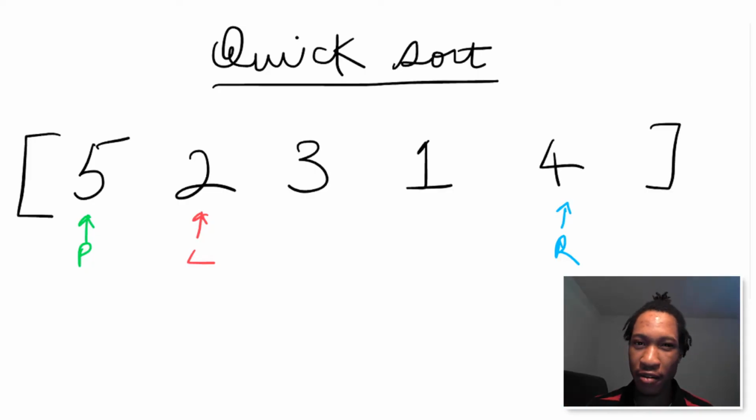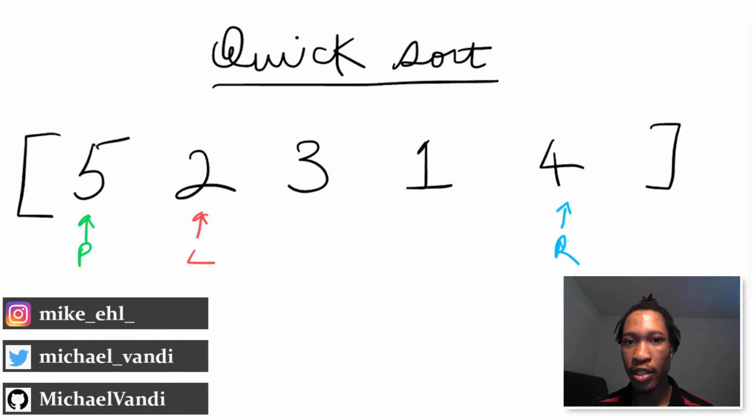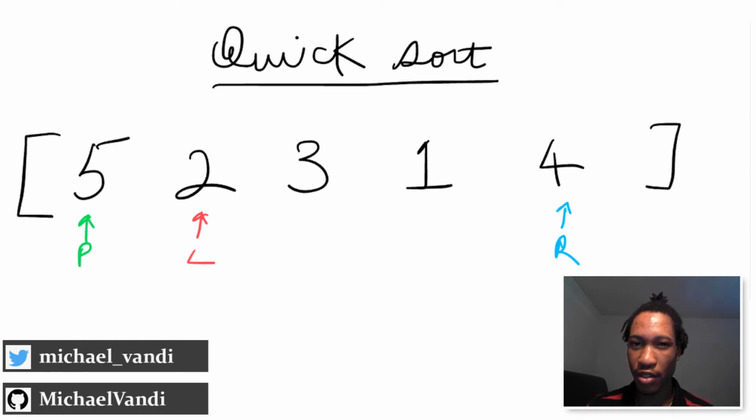So Quicksort is definitely on the faster end of runtimes for sorting algorithms. It runs in O of n log n time, and it's faster than bubble sort, it's faster than selection sort, it's also faster than insertion sort.